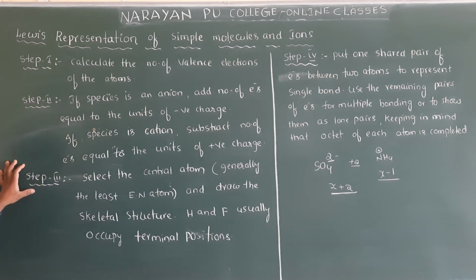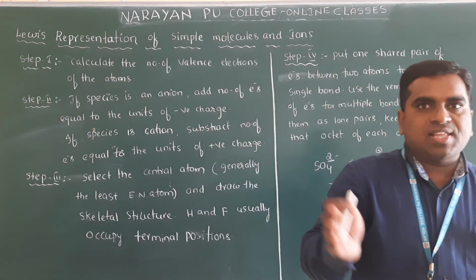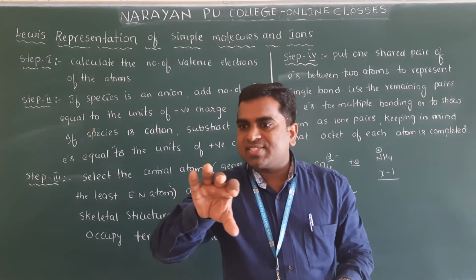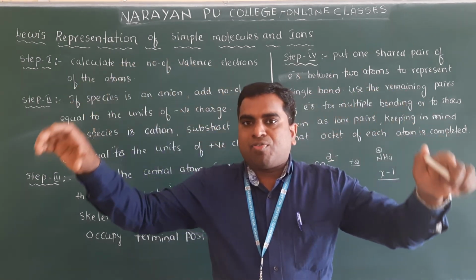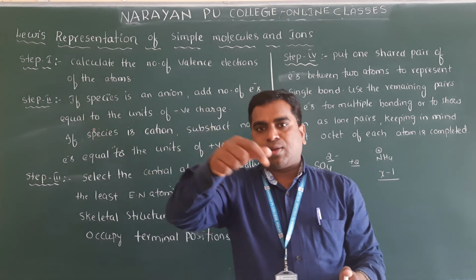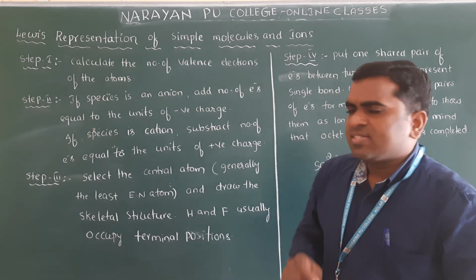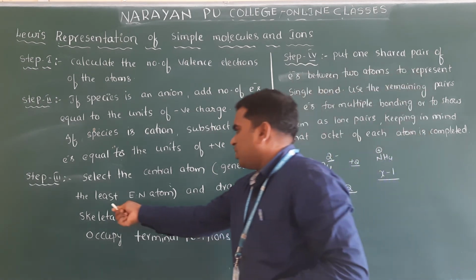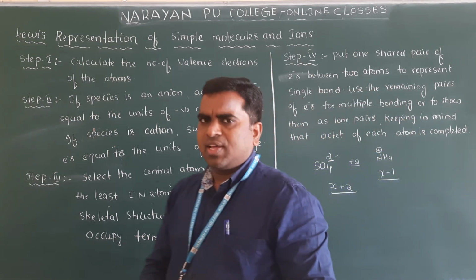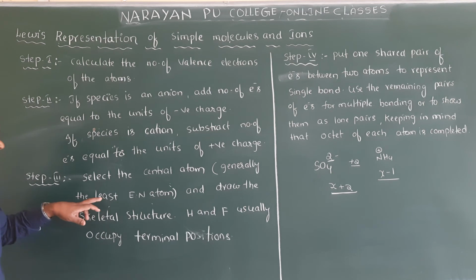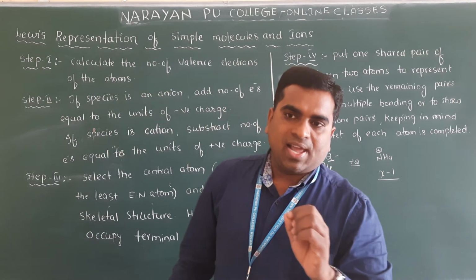And the third one: select the central atom. When a molecule is given, first you have to identify which one is the central atom. Central atom means the atom to which a number of atoms are attached. Generally, the central atom is the least electronegative atom. Some exceptions are there, but most of the time we take the least electronegative atom as the central atom.